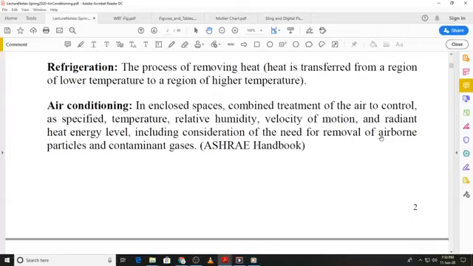Air conditioning, on the other hand, does not restrict itself to cooling only. Depending on your requirement, air conditioning could be providing heating, for example, during the winter season. In addition to the temperature, there are other factors which are also accounted for in air conditioning. For example, the relative humidity, the velocity of motion of air within the conditioned space, radiant energy levels, the amount of contamination that is tolerable, and even how much noise attenuation is required according to your environment.